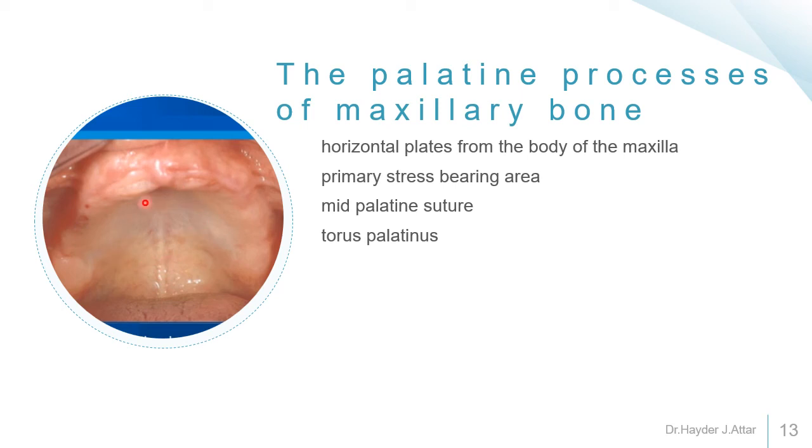The palate, or the hard palate, represents the primary stress-bearing area of the maxillary denture, and the mid-palatal raphe, or the mid-palatal suture, is covered with resilient connective tissue that may be sensitive to the denture during wearing, so it should be relieved, and it is regarded as a stress relief area of the complete denture. Sometimes the mid-palatal suture has a bony overgrowth, and this bony overgrowth is called torus palatinus.